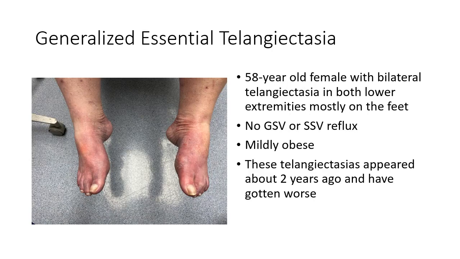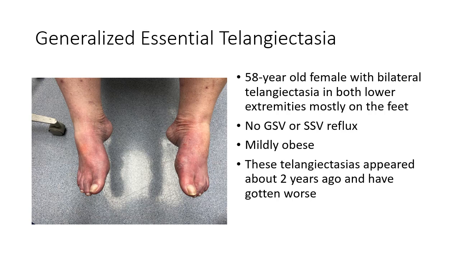This is a 58-year-old female with bilateral telangiectasia in both lower extremities, mostly on the feet. She has no GSV or SSV reflux, mildly obese. These telangiectasias appeared about 2 years ago and have gotten worse.